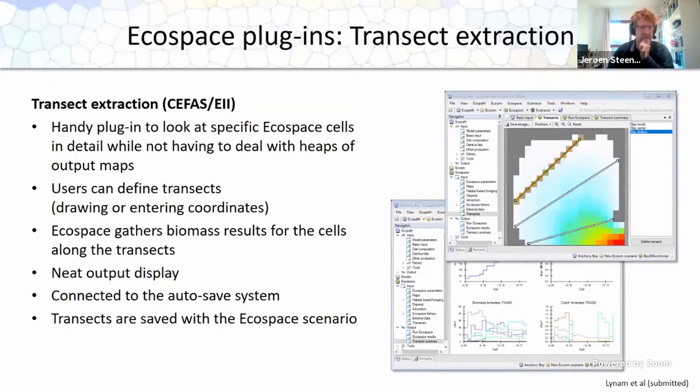Another thing we built for CFAS is a transect extraction in the interface. In the plugin interface, you can draw transects for which you want to have summaries. Rather than sifting through tons of maps of biomass, you just want to have indicators of the ecosystem across transects. So you draw these lines, and when Ecospace runs, you can see how the different Ecospace variables behave throughout the transect. It's just another way of getting at large and complex data. There's utility in this as well.